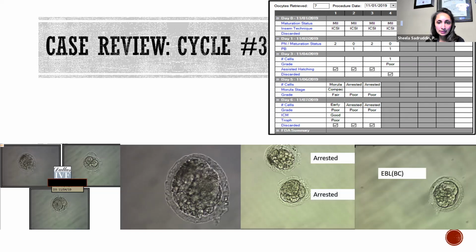And so here we saw, again, we used the microdose protocol, and we were able to recruit 7 eggs in this cycle. 4 of those eggs were mature. So we went ahead and performed ICSI, and the outcome was suboptimal. Again, same morphology. The zona pellucida just appeared very fragmented and almost worse in this cycle.